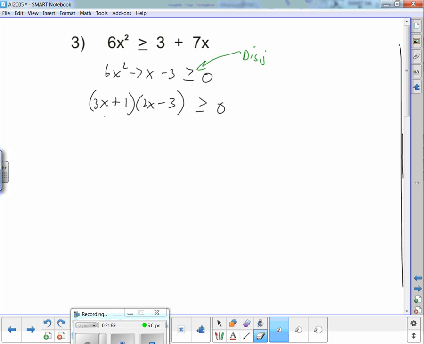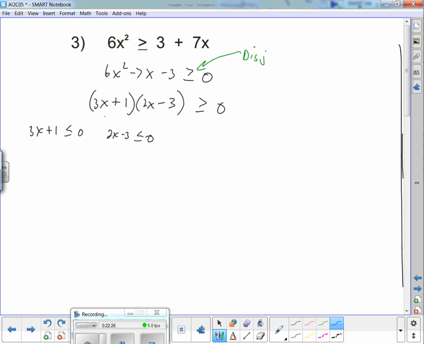Okay, disjunction. Your two pairs. Your symbols go the same direction in the first set, and then it'll be the other same direction in the second set. Again, I think it's better if you go less than first. So 3x plus 1 less than or equal to 0. 2x minus 3 less than or equal to 0. Right?